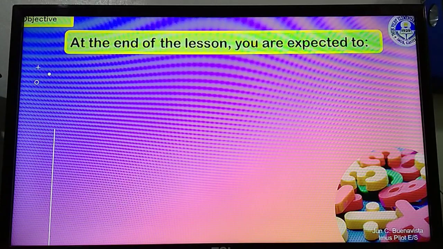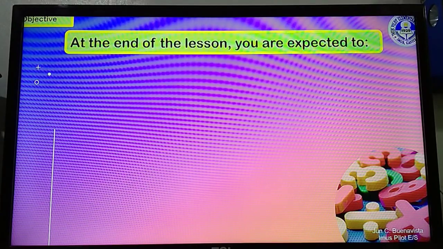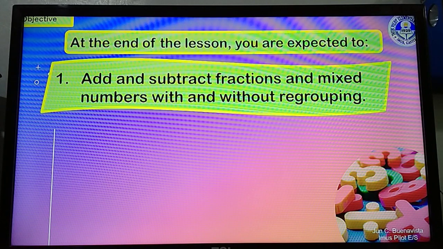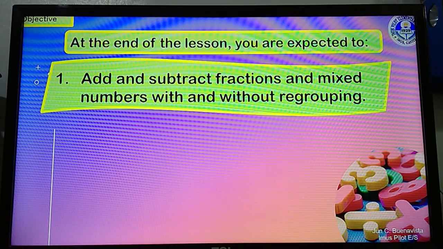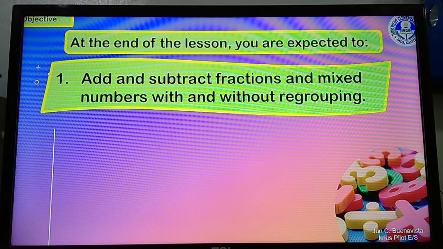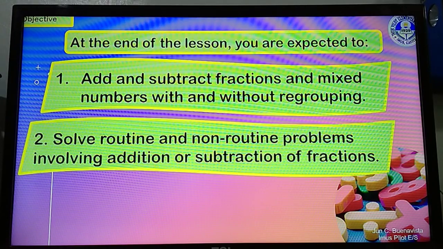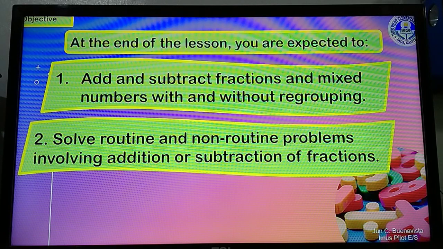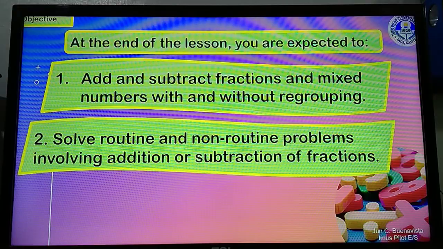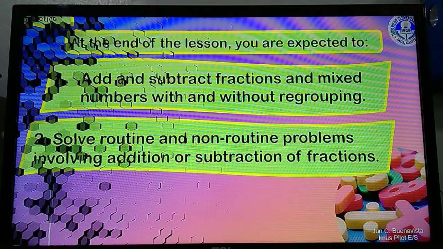So at the end of the lesson, I expect that you are going to add or subtract fractions and mixed numbers with and without regrouping. So pagkatapos nito, inaasahan ko na kayo ay matuto mag-add at mag-subtract ng fractions. And also, I expect that you can solve routine and non-routine problems involving addition or subtraction of fractions. So I have here a problem.